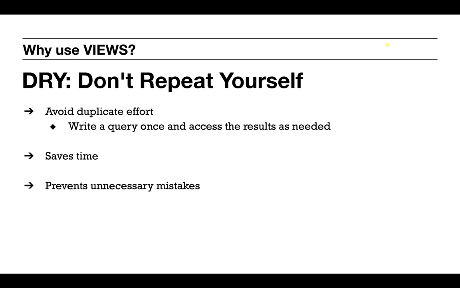So you write a query and then just access that query as needed instead of writing out the keystrokes each time you need the results of that query. So this saves time, and then it also prevents you from making careless mistakes, especially as the queries grow bigger. Just write it once, QA it, know that it works exactly as you want it, and then query that view whenever you need those results.